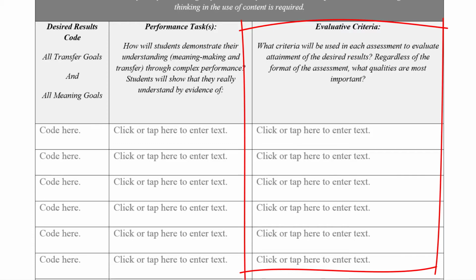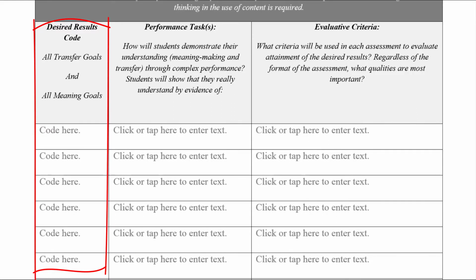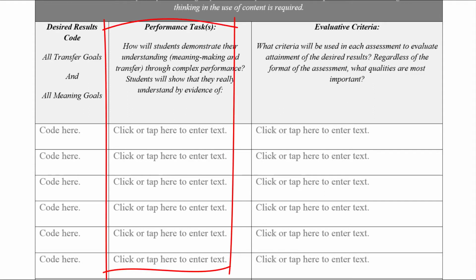So once again, you put your code, and that is the competency code that we've been talking about, over on the left. And then in the middle here, you have your performance tasks. This is the thing that you're going to be doing. Make sure that you put enough that it's clear to you and future you what you're going to be doing there.